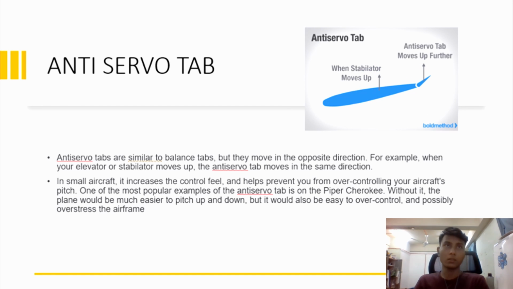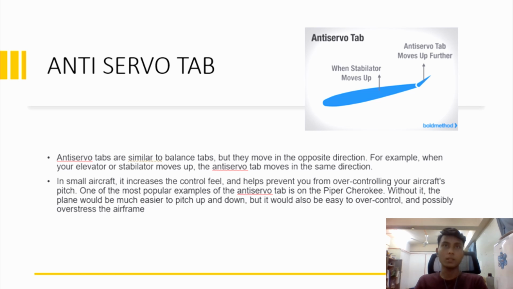Anti-servo tab. Anti-servo tabs are similar to balance tabs, but they move in the opposite direction. For example, when your elevator or stabilizer moves up, the anti-servo tab moves the same direction. On small aircraft, it increases the control feel and helps prevent you from over-controlling your aircraft's pitch.